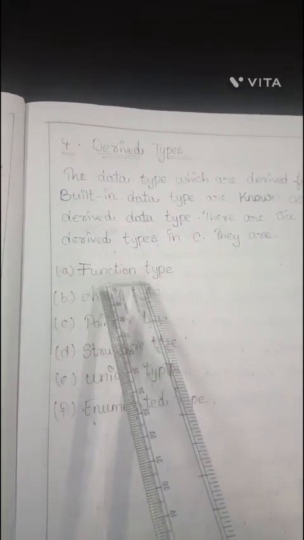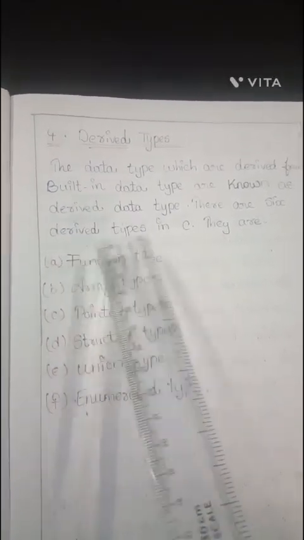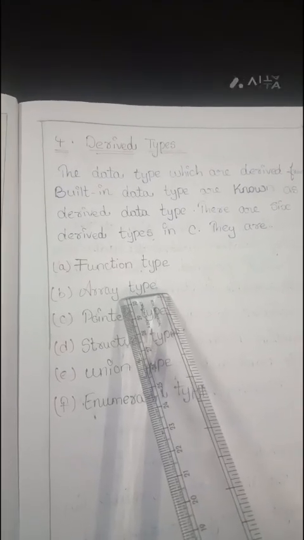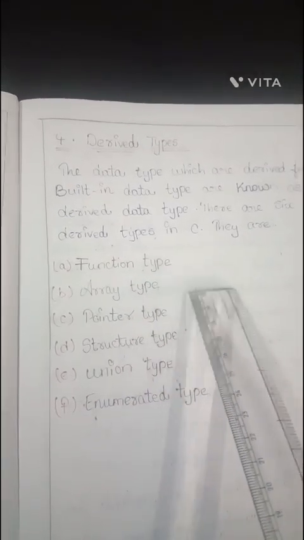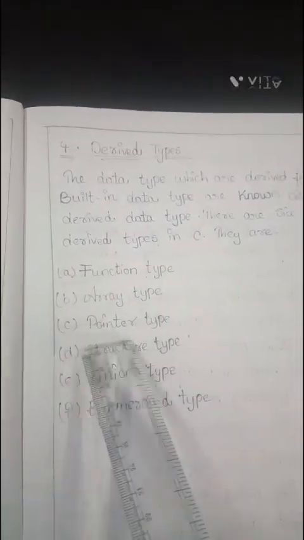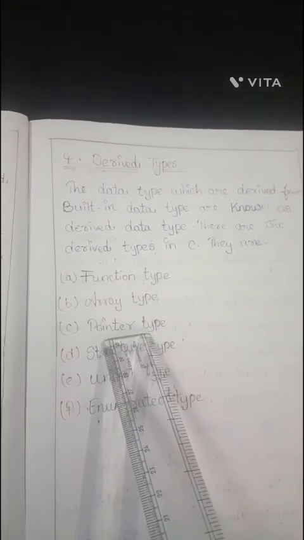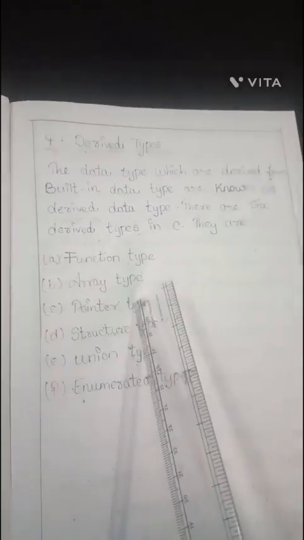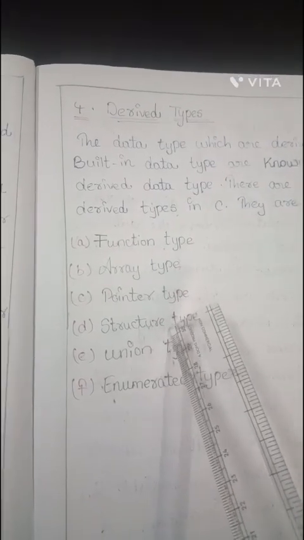If we want the function's output to be an integer, we use function type. Array type. An array is a collection of homogeneous elements that contain similar values with fixed size. Pointer. If we have fixed memory, we use the pointer data type, or a pointer is used to allocate memory to a data type. Structure type.